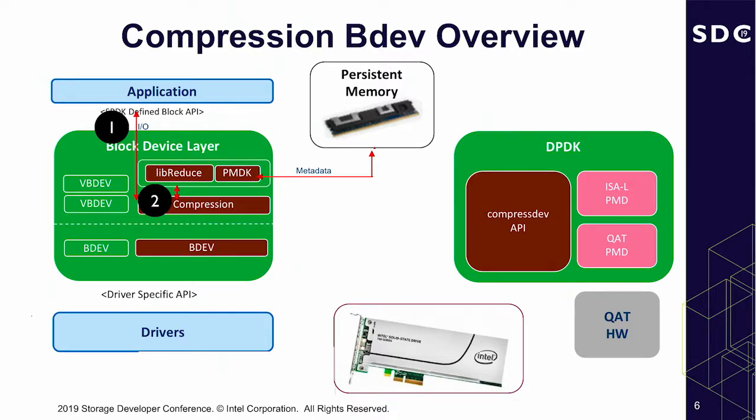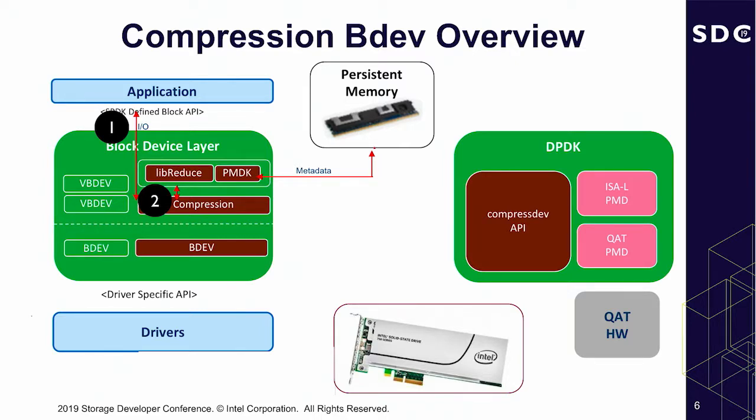we're going to tell libreduce, hey, there's a read or write, but I don't know anything about the physical layout of the disk. I don't know whether the data is compressed or not. I don't know anything about it. So it fires that off to libreduce, and libreduce is going to do some metadata operations through PMDK, so it's talking to its persistent memory.